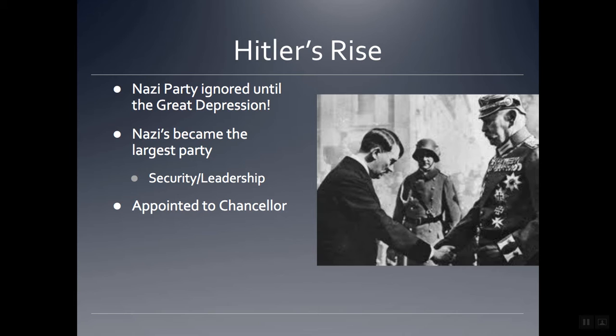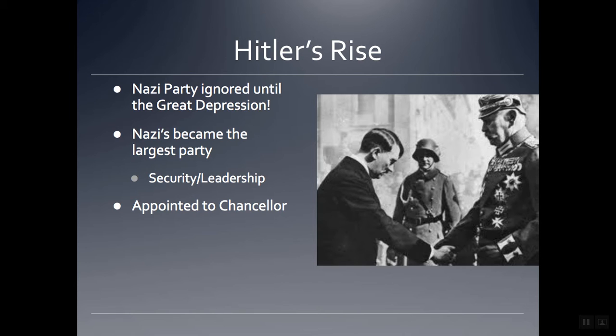So he's a part of this small, radical right-wing fascist party. Him and the Nazi Party are largely ignored until the Great Depression hits in the United States in 1929, the beginning of the 1930s, and it spreads worldwide. People start to pay attention to this party that is promising security, promising leadership, and quickly the Nazis become the largest, most powerful political party in Germany.